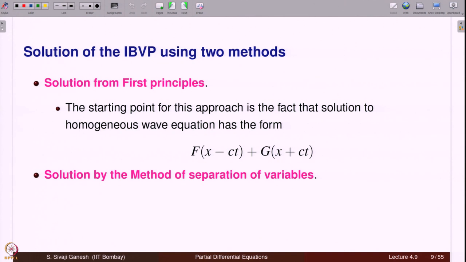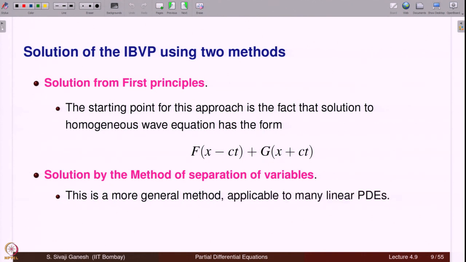The other method is solution by the method of separation of variables. This we are going to discuss in the next lecture, and it is a very general method. It does not assume specific knowledge of the general solution of the wave equation. It is applicable for many linear equations. We are going to see later on in the course that we will apply it to the Laplace equation and also the heat equation.